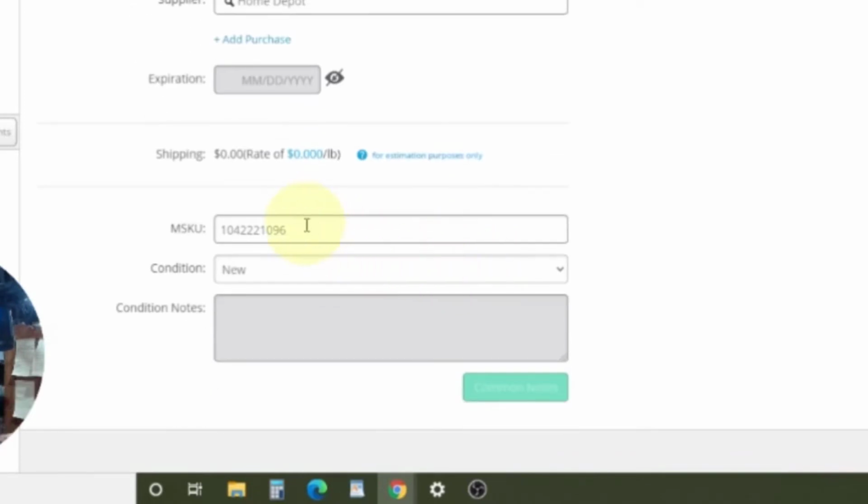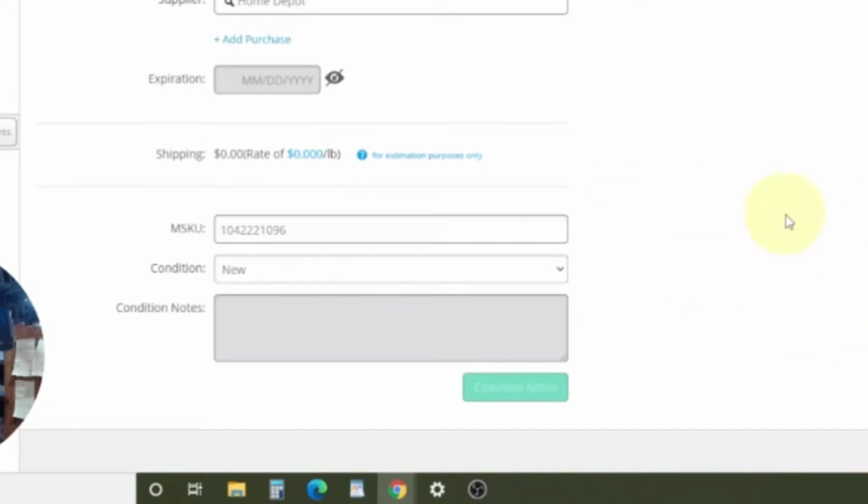Now, by default, the system will just create a SKU for you. That's for your internal use. And I just let it. I'm not getting into all of that. It doesn't really matter.